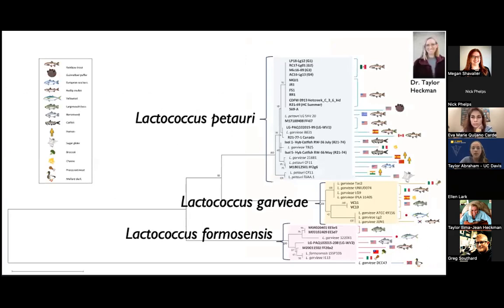So recently in our lab, researchers sequenced and compared the housekeeping gene DRase-B of several L. garviae isolates that were collected from disease hatcheries over the past 5 years. And this revealed that the emergent isolates that affected the trout in California are in fact Lactococcus petuari and not Lactococcus garviae.